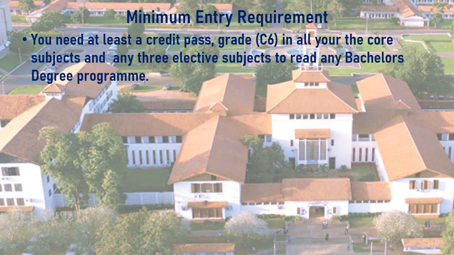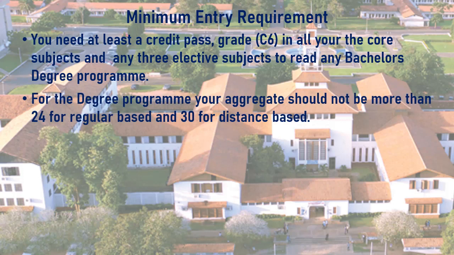So what this means is the university does not take D7. If you have a D7 in your core subjects, automatically you are disqualified. If you have a D7 in your elective subjects and you have at least credit passes in 3 of the elective subjects, for the degree program, your aggregate should not be more than 24 for regular based and 30 for distance based. What this means is that if your aggregate is within 6 to 24, you qualify to do any regular based program in the University of Ghana. And if it is more than 24 to 30, you qualify for a distance-based program.